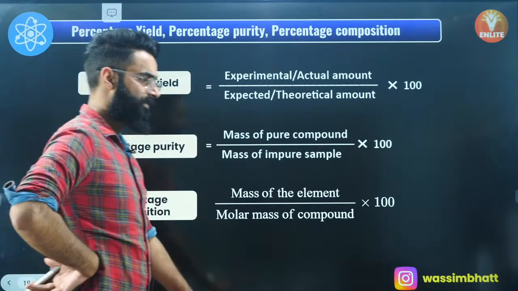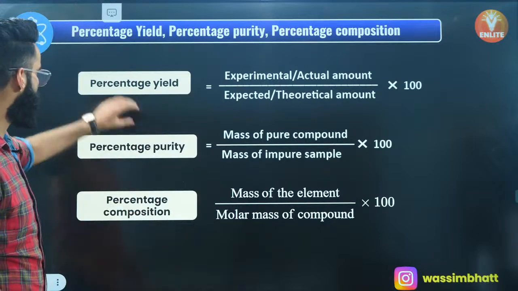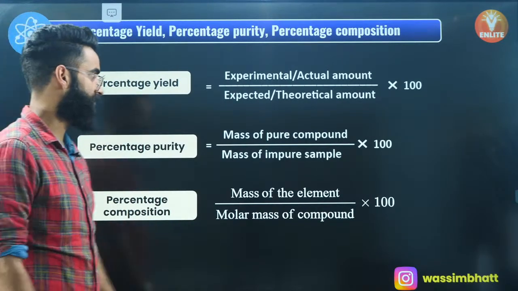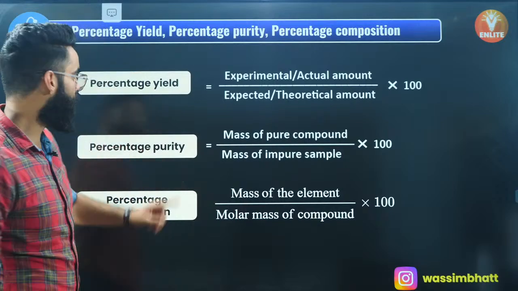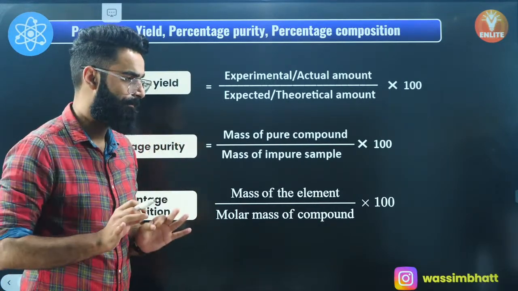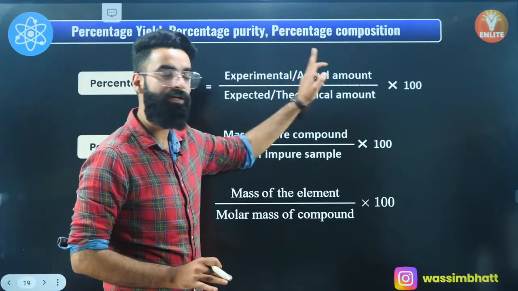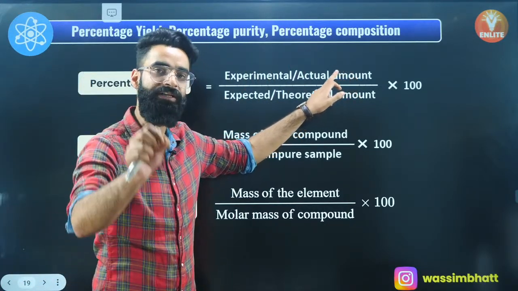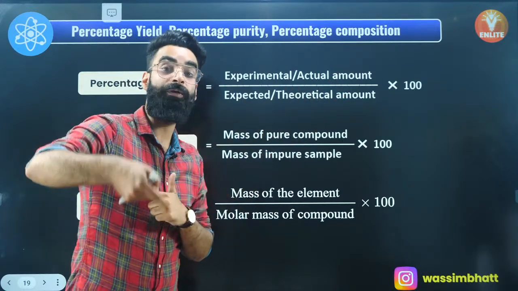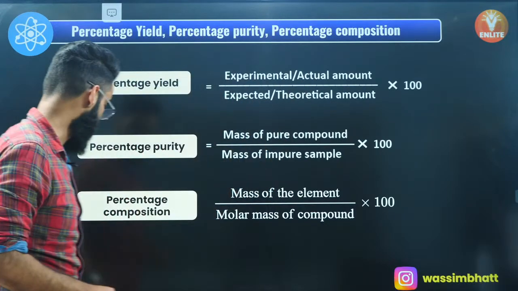Okay. Then we have got other different set of questions as well, right? Which are based on percentage yield, percentage purity, and percentage composition, right? Let me first of all show you how do we calculate percentage yield of the reaction. Just remember one formula. Percentage yield of the reaction is always equal to experimental amount, which will be most of the times given to you as per the equation, divided by expected amount, which we'll be calculating with the help of stoichiometry, multiplied by 100.